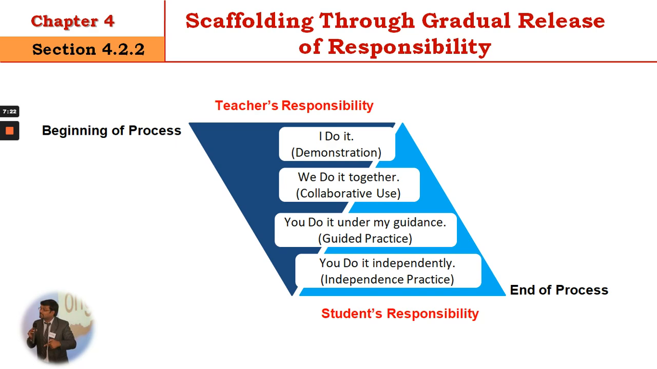So this was scaffolding through a gradual release of responsibility. I hope you must have understood this. So I do it, we do it together, you do it under my guidance, and you do it independently. These are the four stages.